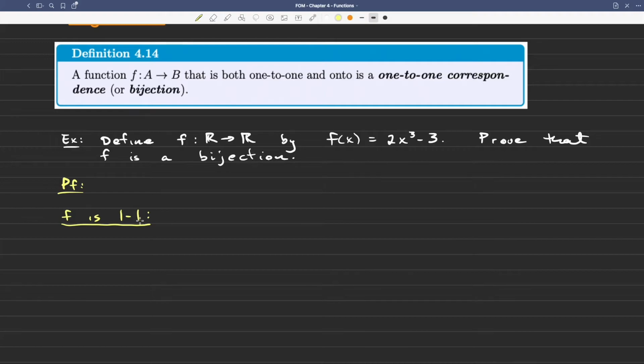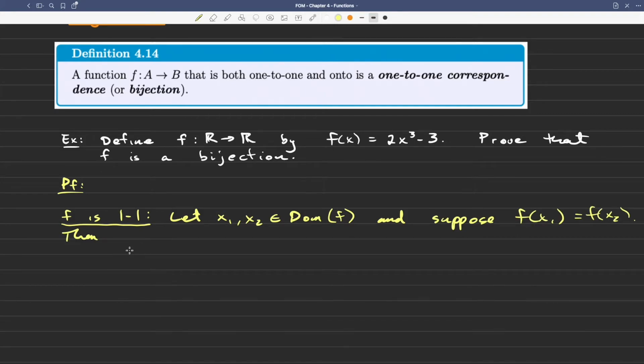So to prove f is 1-to-1, we're going to take 2 arbitrary elements of the domain of f, and we're going to suppose that we get equal output values when we put x1 and x2 into the function. Suppose f of x1 equals f of x2, then we have 2x1 cubed minus 3 equals 2x2 cubed minus 3.